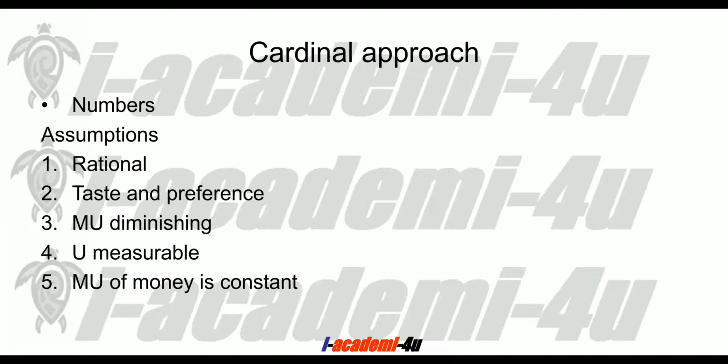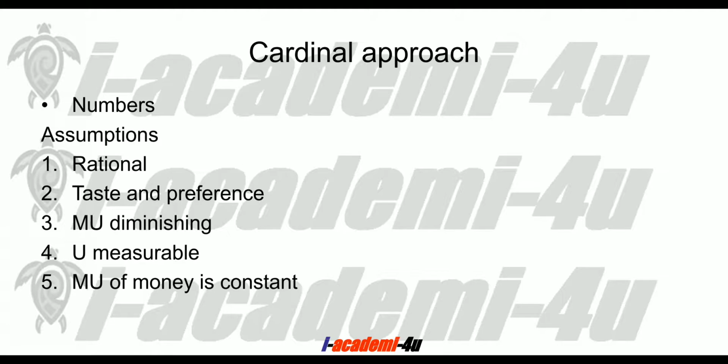When we are dealing with cardinal approach, we need to assume that the taste and preference of the consumer is fixed. Marginal utility is diminishing in all the normal goods. For example, if we like mangoes, the first mango will give us a lot of satisfaction and utility. The second mango will not give me as much as the first one. The third one will not give me as much as the second one, and so on. The utility and the satisfaction derived from it will diminish.